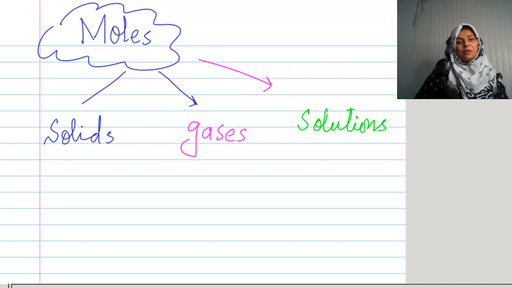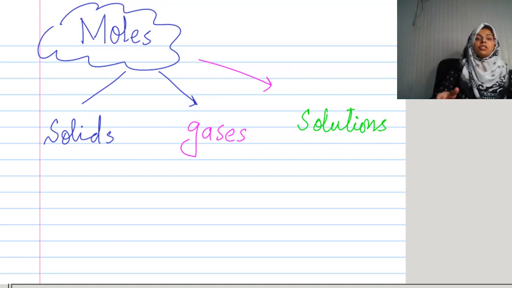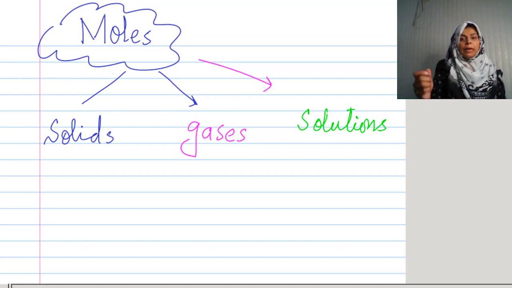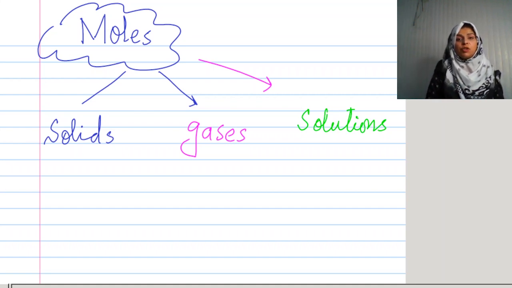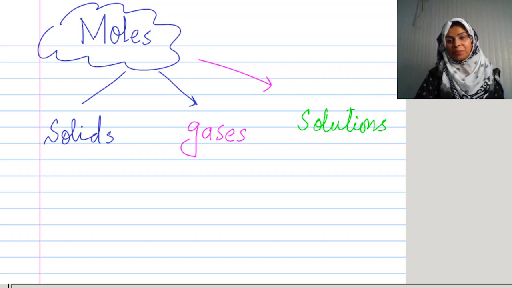Today we are going to start our lesson on moles of solids, gases and solutions along with their stoichiometry. Stoichiometry means chemical reactions are involved. We will discuss all these concepts, and I will try to give you a very good understanding of moles. Inshallah, after this lesson, you will be able to solve all the questions easily.